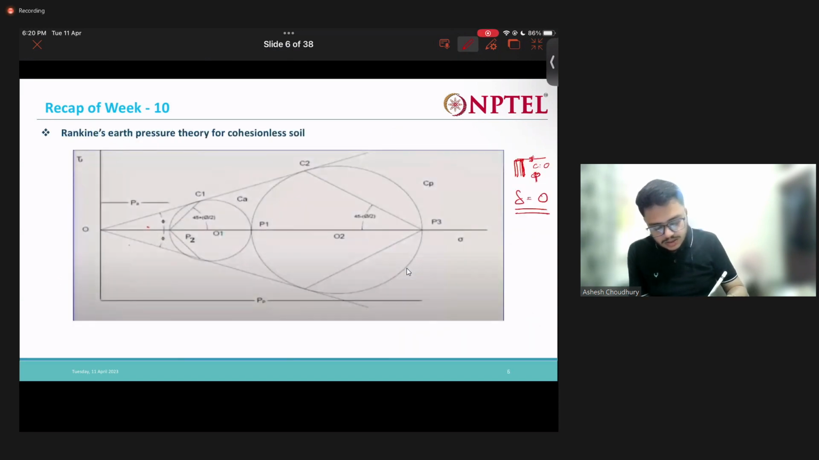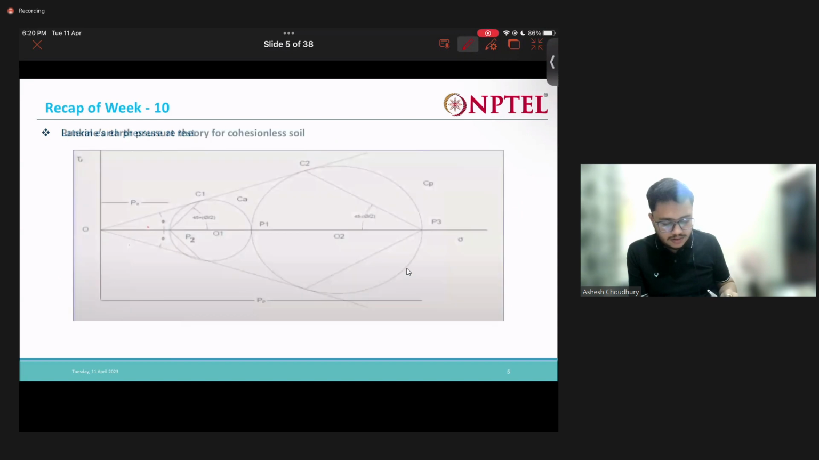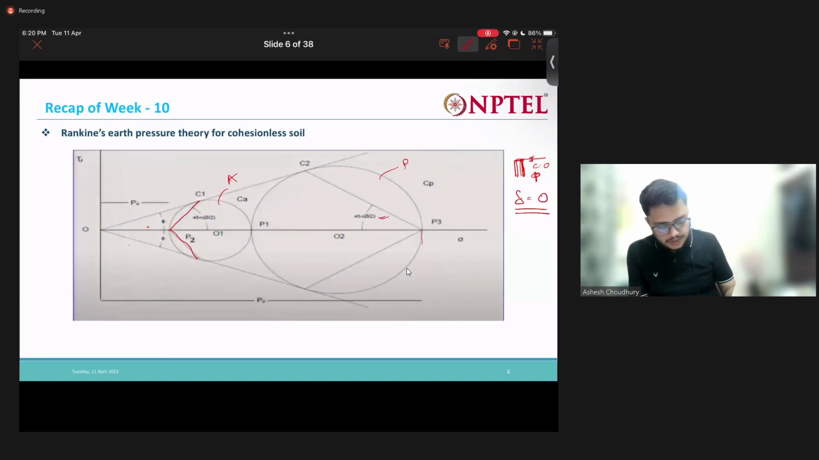So this is my active circle, this is my passive circle. And you can see that these failure planes are making 45 plus phi by 2 with the horizontal. And in case of passive, it's making 45 minus phi by 2 with the horizontal. This one is the PP, obviously, and this is the PA, this point.